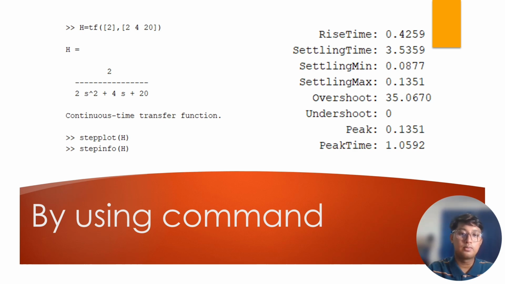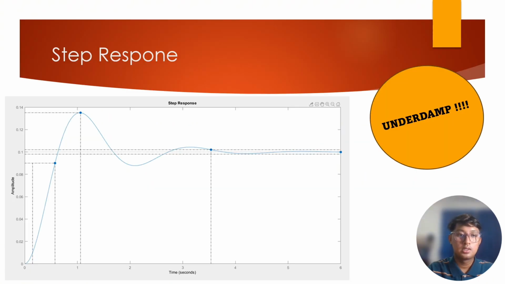And if we want to find the rise time, settling time, overshoot, undershoot, peak and peak time, we put stepinfo in brackets h. After we compute all the commands, we get the step response. This is our step response, which is underdamped. So that's all from me. Thank you.